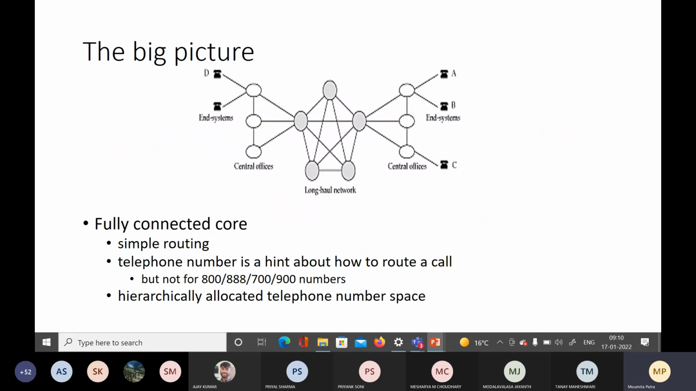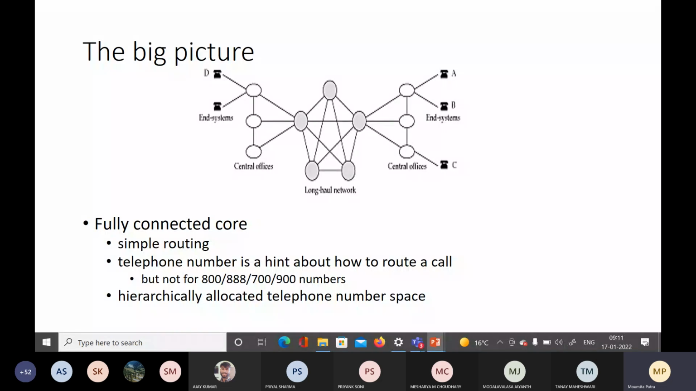What is the big picture that we are about to see? So this is the big picture. Your end systems here are going to be the telephone devices that you have in offices and in your homes also. Perhaps you will be having landline phones. So these are the end systems that you have in your home.